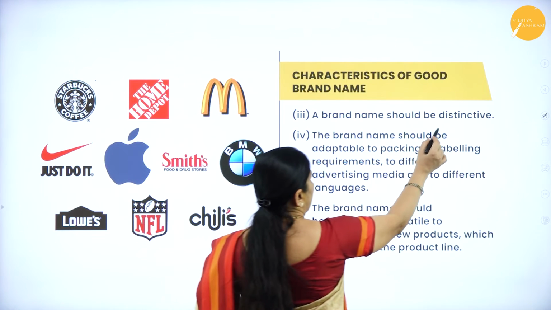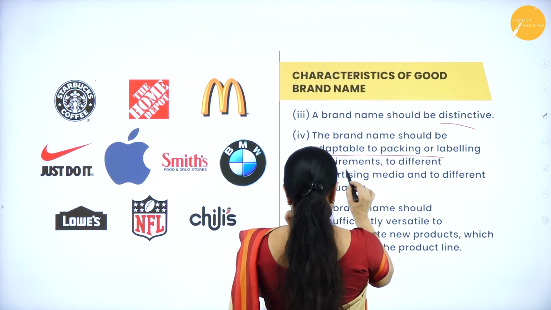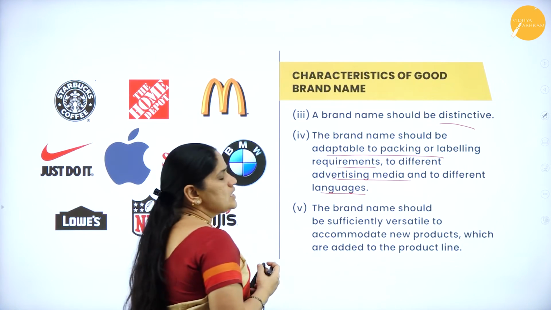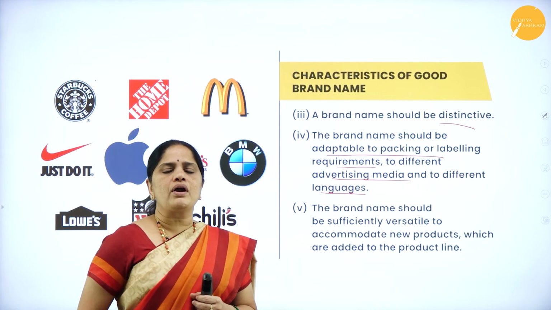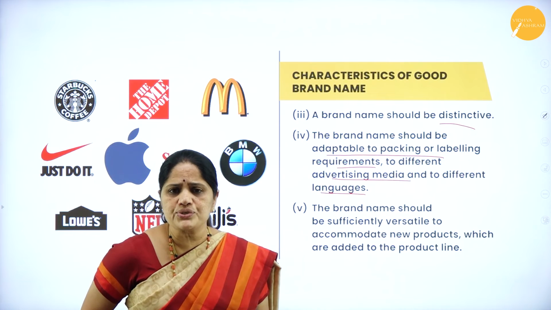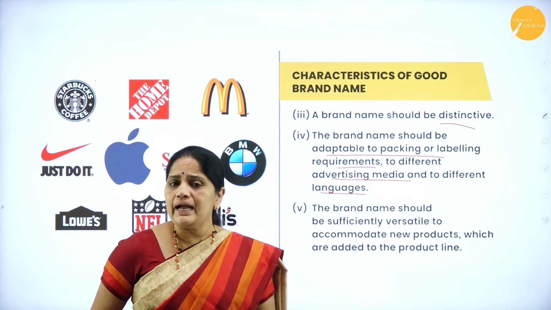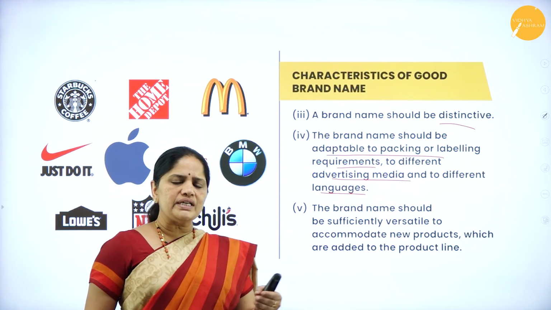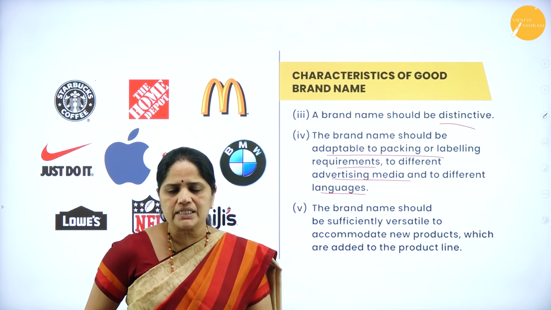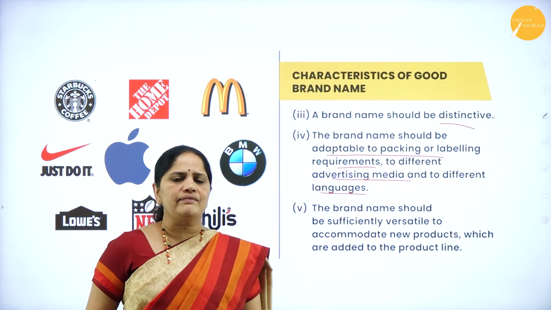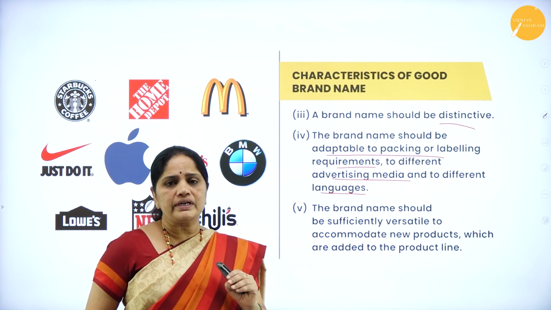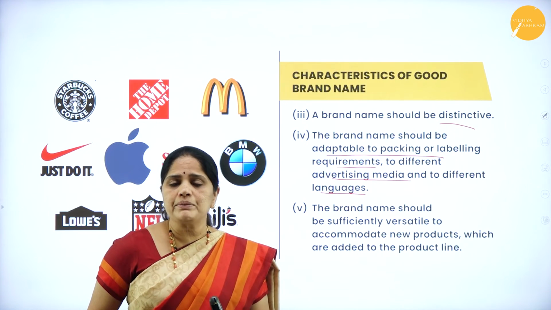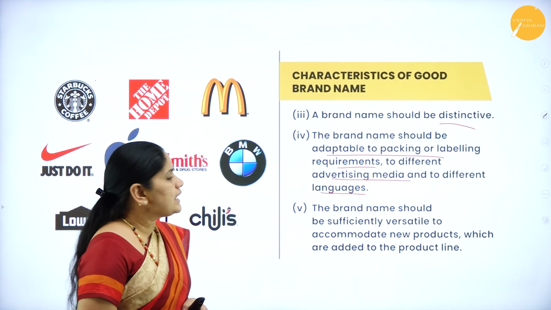Then it should be adaptable to packing or labeling requirements, to different advertisement media and different languages. So whenever we think of a brand name for a product, we have to see that it is adaptable to any language in which the brand will be advertised. Suppose it is Rin, Vim, etc., whether you are giving the advertisement in Kannada or in Tamil, it adapts itself to that language. So when we decide about the brand name, we have to see that it is adaptable to any language in which it is being advertised.